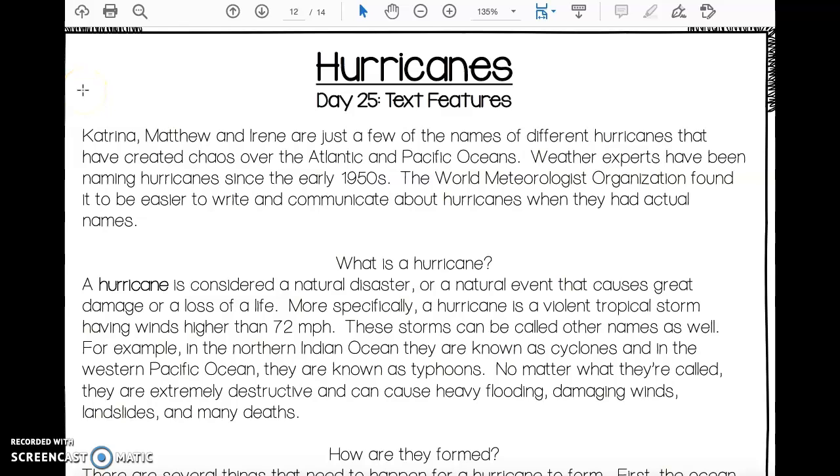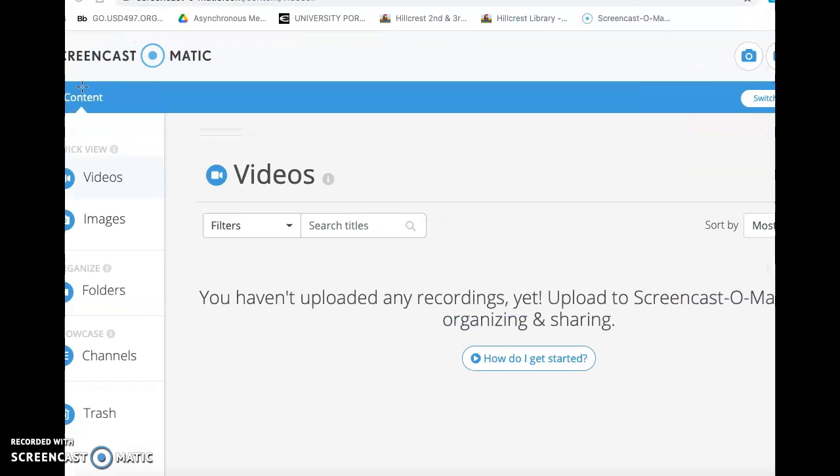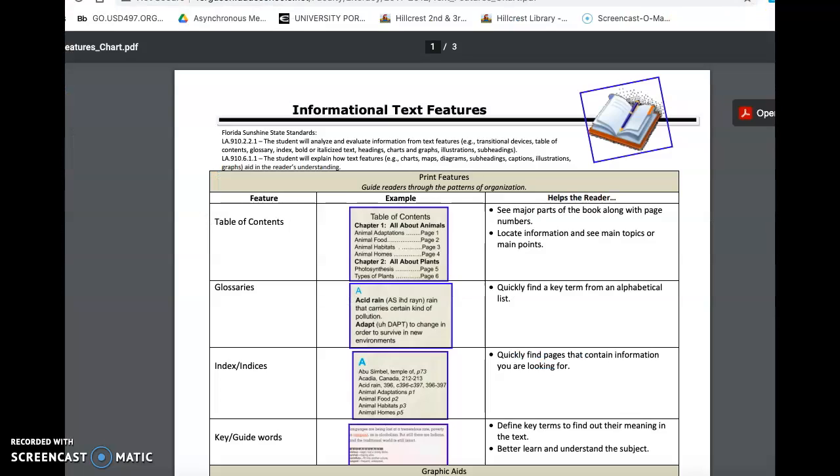Hi everyone. Today we are going to talk about text features. And you are going to work to add some text features to your writing. So I guess I should show you this other page first, just a moment.